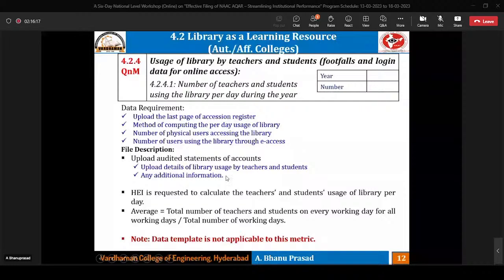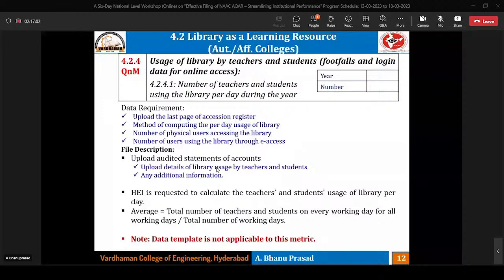So the average is given by the total number of teachers and students on every working day, for all the working days, divided by the total number of working days. So you can calculate it. This is related to Part A of the institutional information, where we have already given the number of students. But we have to also upload the data. It could be in different ways. As I said, there could be a kiosk or a biometric attendance system, or a log register, or digital library usage. All these can be categorized and accumulated as users.